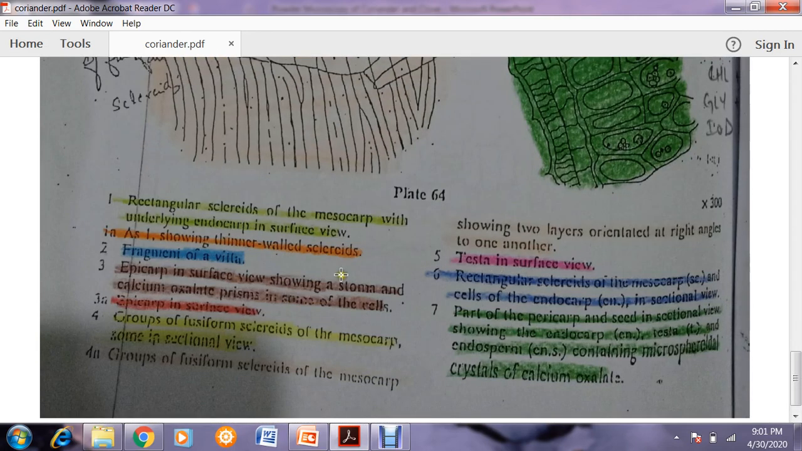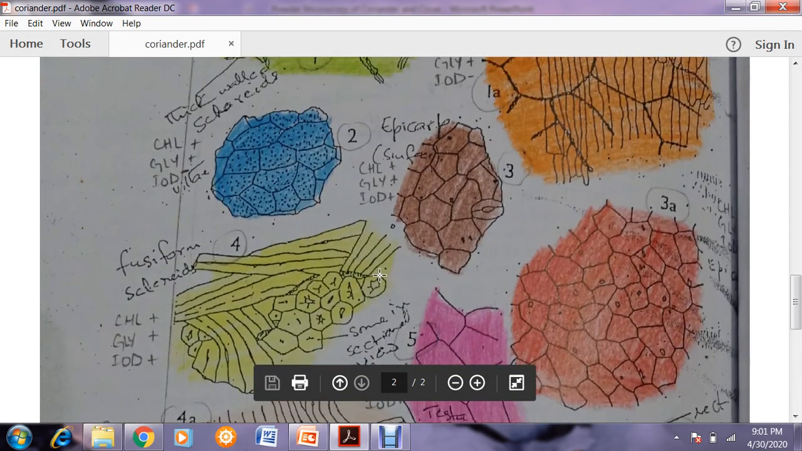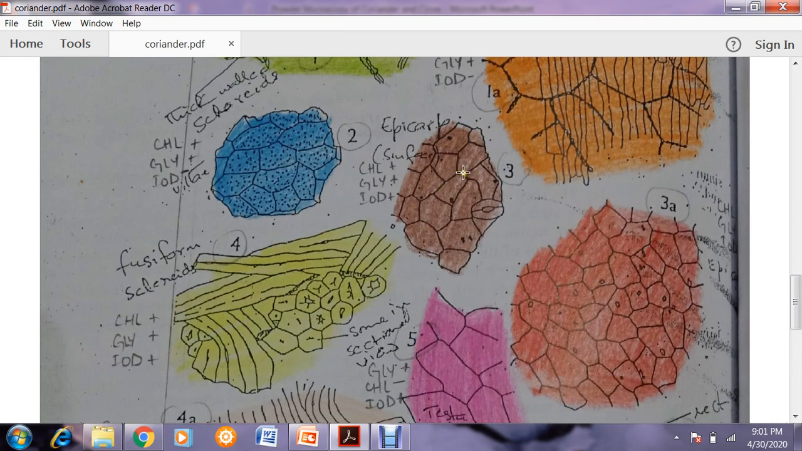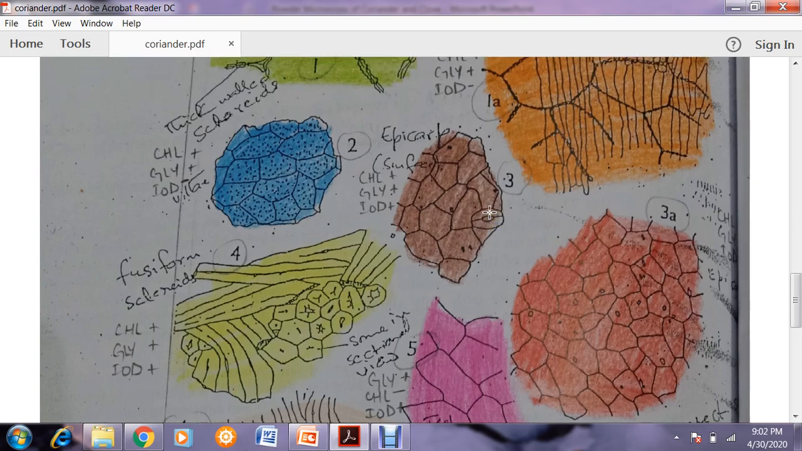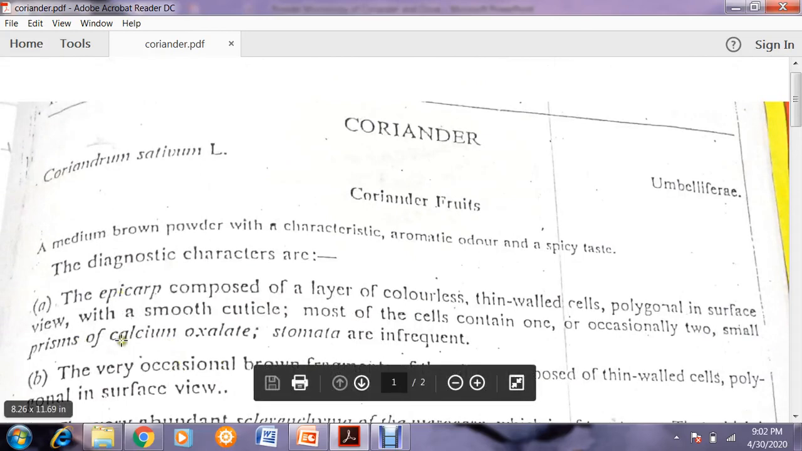Number 3 is epicarp in surface view, showing a stomata and a calcium oxalate prism in the cells. This is the first layer, the epicarp layer. You can see the difference between the mesocarp cell and the epicarp cell. The cells are thin walled and contain calcium oxalate crystals. The dot like structures are actually the calcium oxalate crystals. And this is a stomata, as we have studied in our diagnostic features: the epicarp containing calcium oxalate crystals and infrequent stomata.